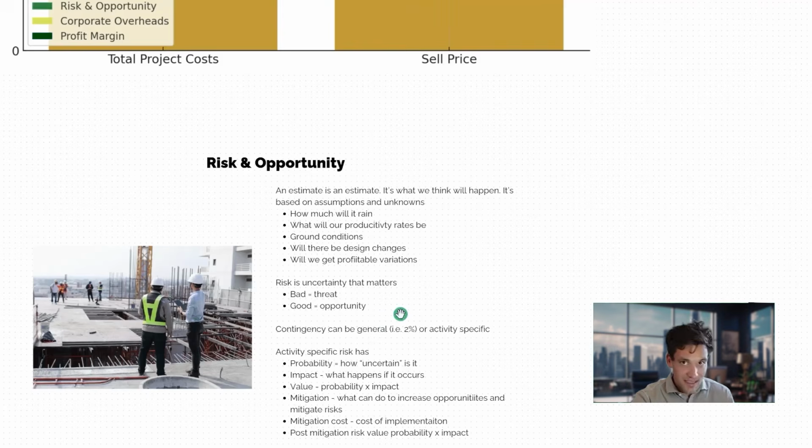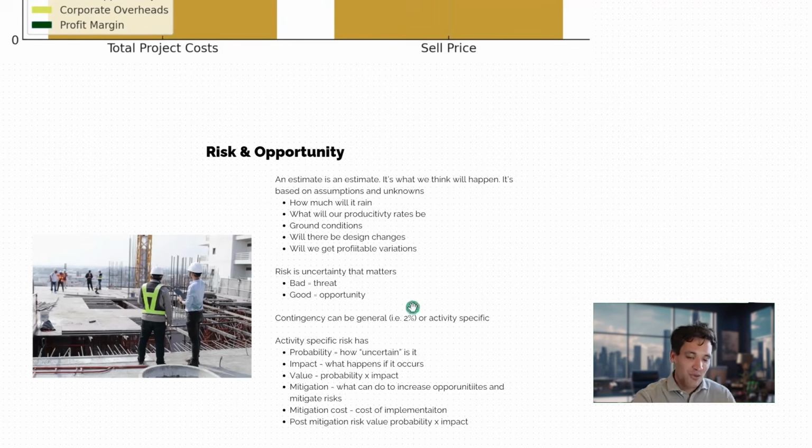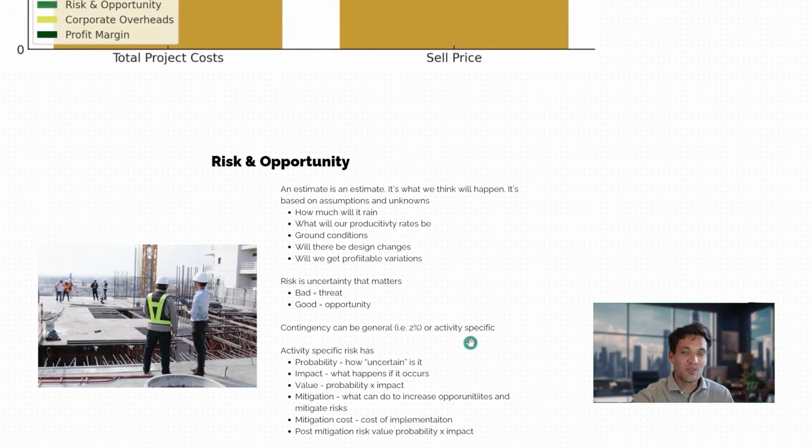Now, this doesn't necessarily just mean adding on contingency. Risk can also be positive, which is what we refer to as an opportunity. So if it's bad, we think of it as a threat. If it's got upside, it's an opportunity. We can allow for this uncertainty in our price generally two different ways. So we can just have broad project contingency, for example, marking up the entire cost by 2%, or we can do an activity-specific build-up where we look at every possible risk and opportunity and associate a probability and an impact against this.